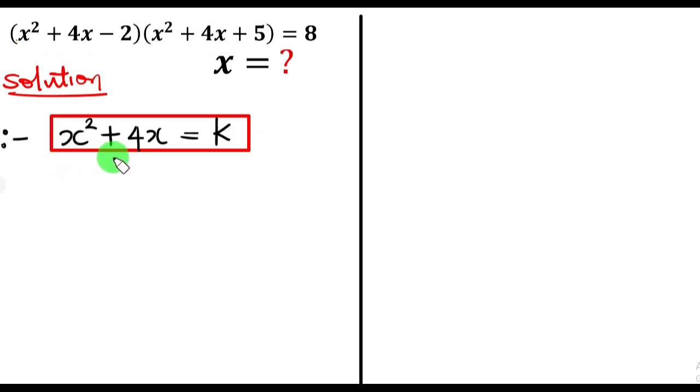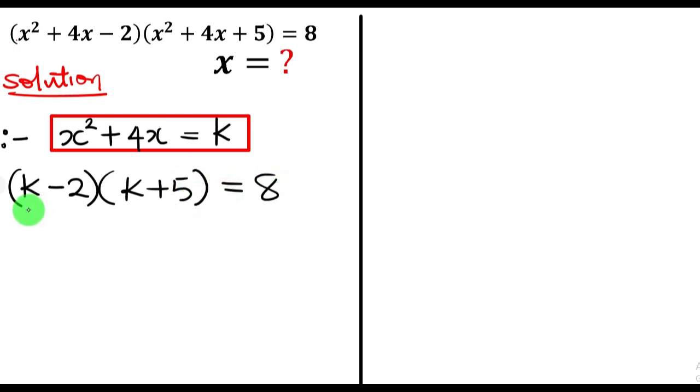Having achieved this, we can write our equation like: k minus 2, put this in parentheses, then k plus 5 equals 8. So the next thing is to expand the left hand side. k multiplied by k, we have k squared, then the same k multiplied by 5, we have plus 5k, then minus 2 multiplied by k, we have minus 2k, then minus 2 multiplied by 5, that is minus 10, equals to 8.